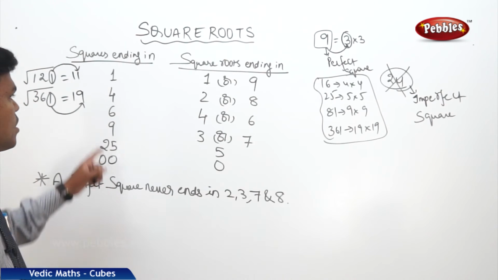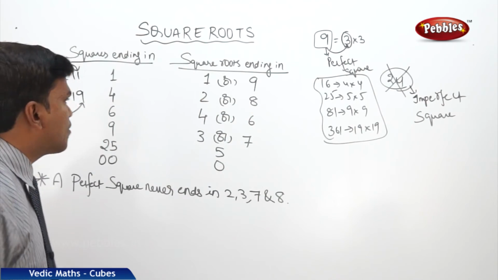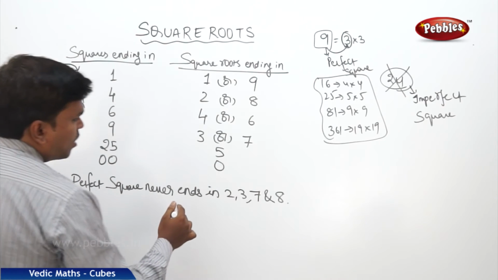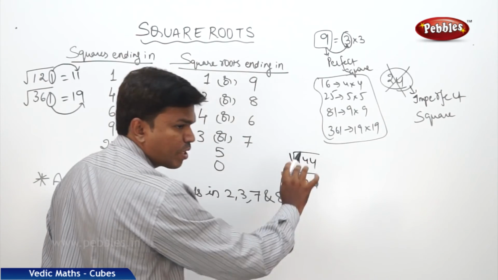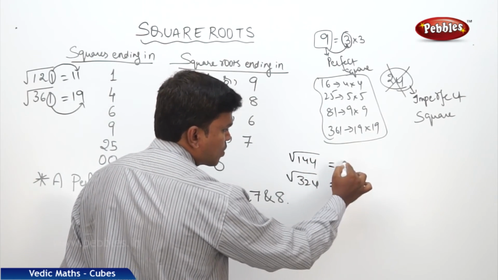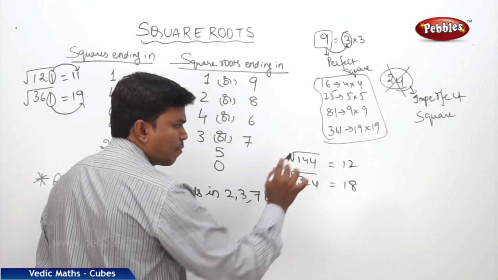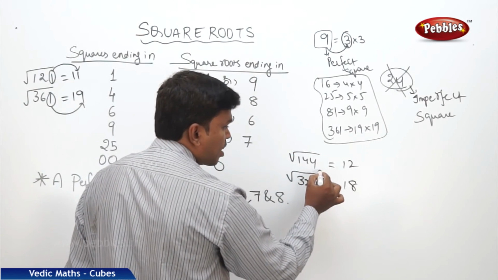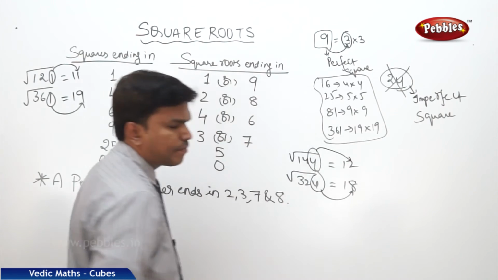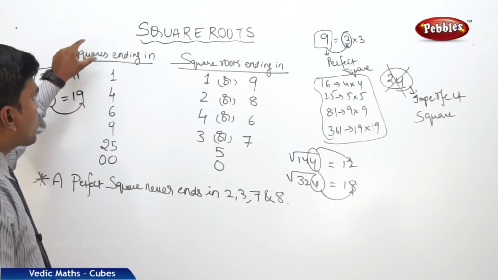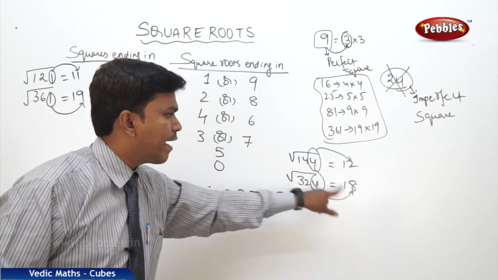Got it? Similarly, if a square number is ending in 4, its square root should end in either 2 or 8. For example, let us take square root of 144, square root of 324. Both are perfect squares only, both are ending in 4 only. So what is the square root of 144? 12. What is the square root of 324? 18. Both are square numbers ending in 4 only, but the square roots are ending in either 2 or 8. So that's what I mean to say here. If a perfect square number is ending in 4, its square root should end in either 2 or 8, like this.